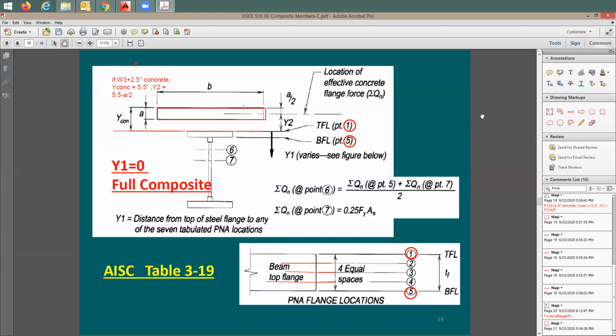This is the reason that they give me here plastic neutral axis location. Say if you're picking the top flange, it's going to be fully composite, which means that you use the entire steel beam. If you go here to point number 7, it means that you're taking only 25% of the steel beam cross-section area, right? If you'd like to use, let's say, point number 3, it means that you're going to be deducting 1/2 of the flange cross-section area and then do your analysis.